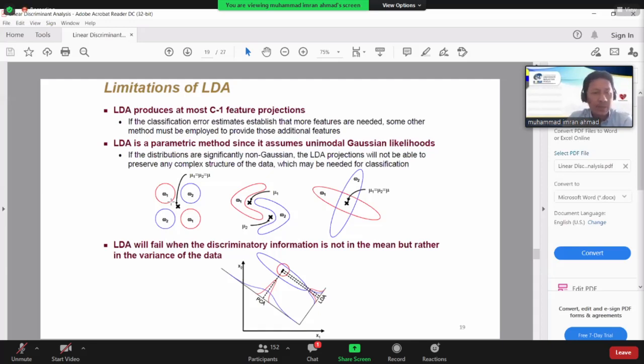Then LDA will not perform very well for this kind of data. The same goes for this one, where we have a Gaussian shape of class 1 like this, overlapping with the Gaussian of class number 2 like this. Then we still have a problem.